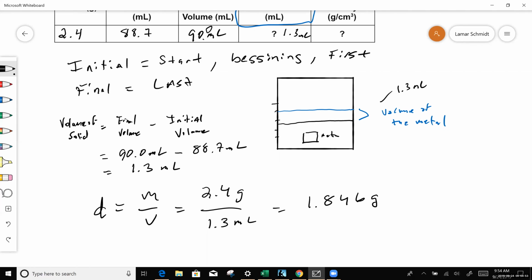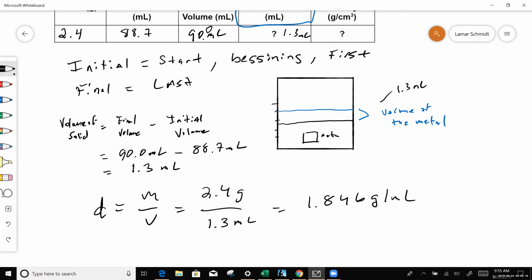1.846 grams per milliliter. And if I were going to consider sig figs, I could do that, right? All right. There's a couple of them that ask you about sig figs, but I'm going to address that in another area. Okay, are we good on that? You should be good on that.